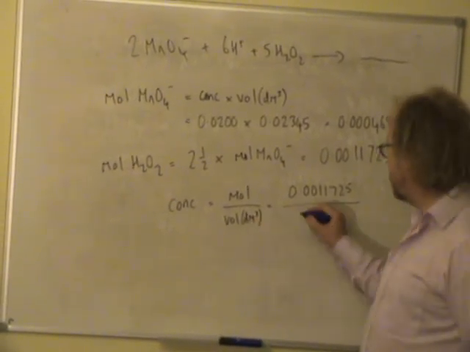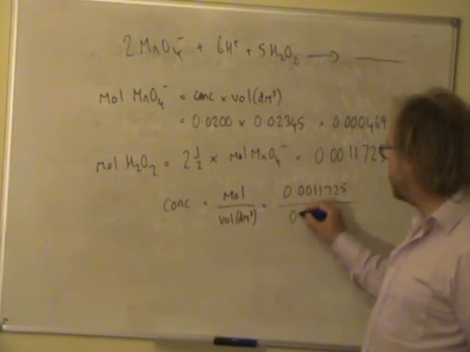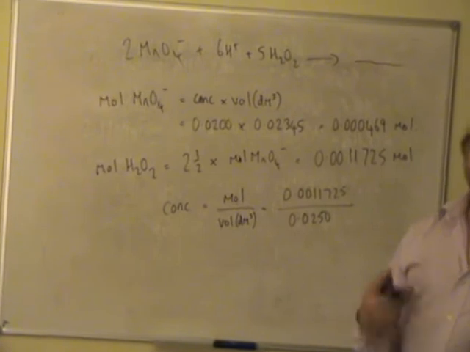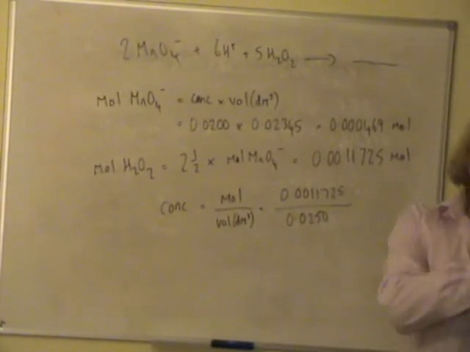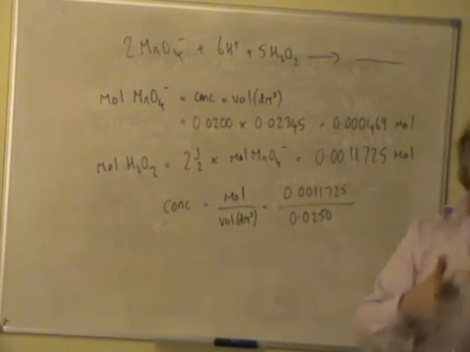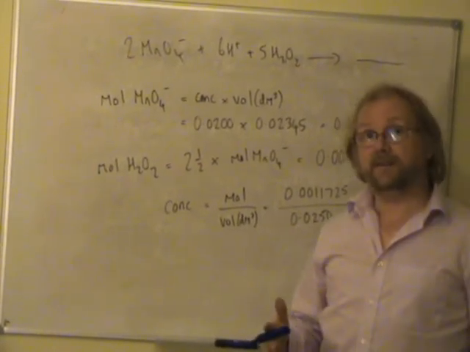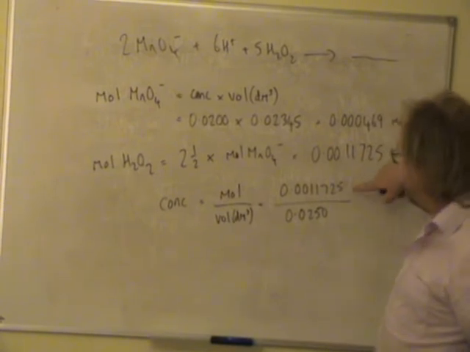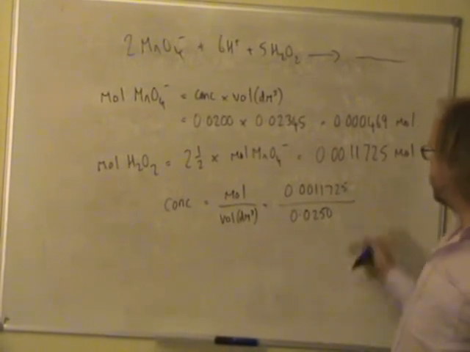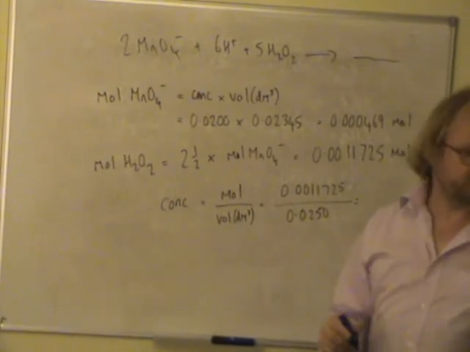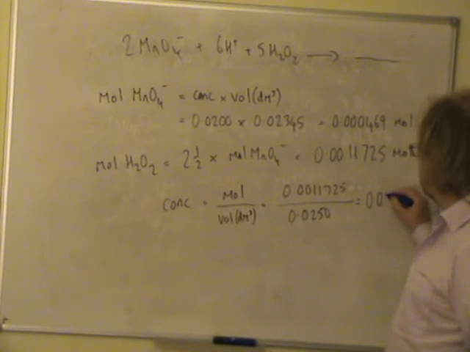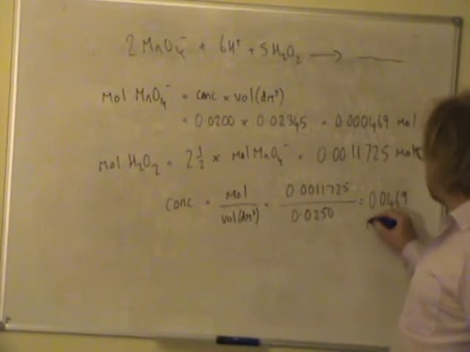Okay, so you've got to divide it by, well, 25 cm cubed is 0.0250 dm cubed. So it's important you get the right volume there. It's not the 250 cm cubed that it talks about initially, because you only used 25 of that in the actual experiment. So because that's moles used in the experiment, this needs to be volume used in the experiment. And that comes to 0.0469 moles per dm cubed.